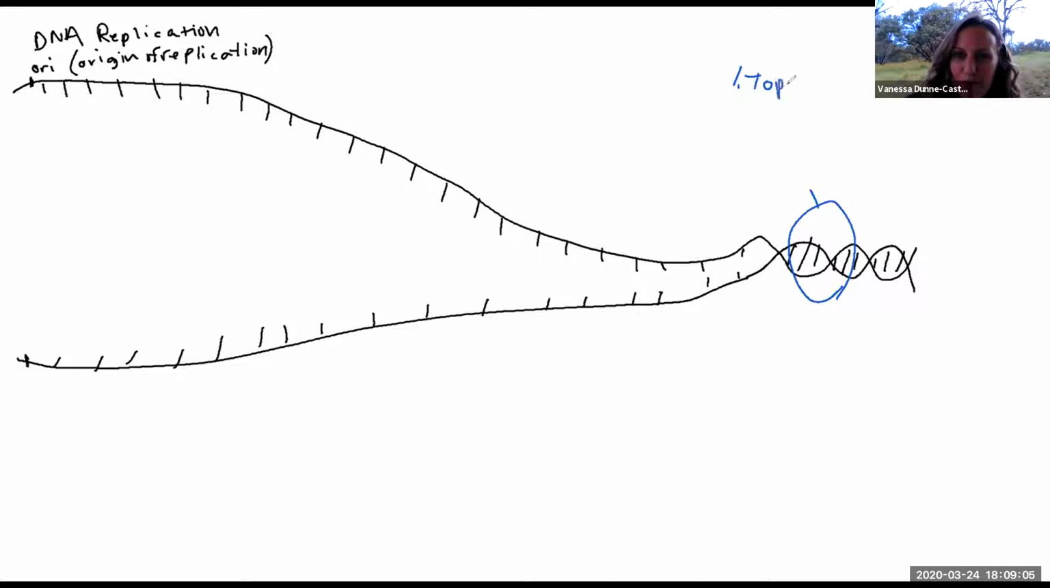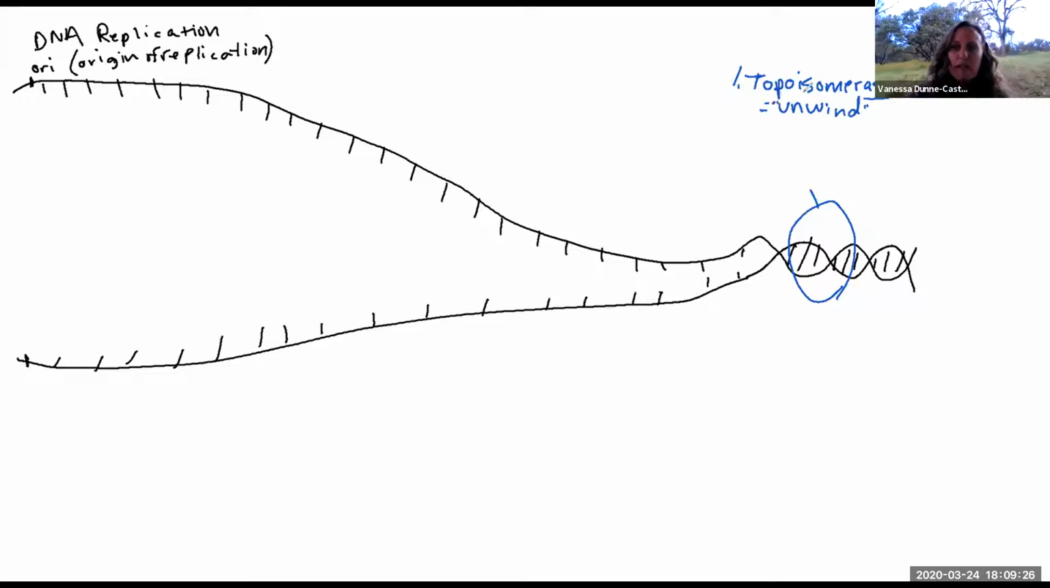Topoisomerase. Note these guys are all ACEs, so they're all enzymes. The topoisomerase. I'm going to put shorthand. These guys unwind the DNA.